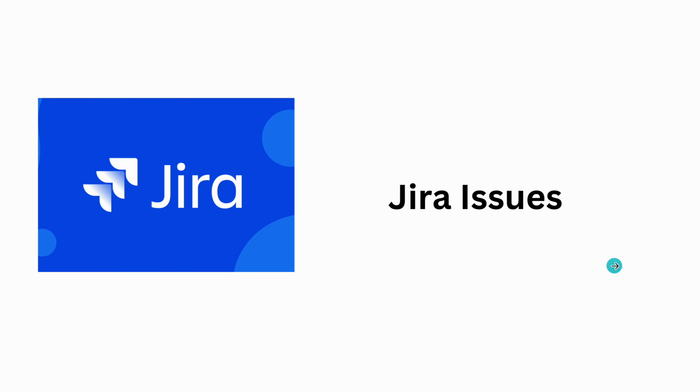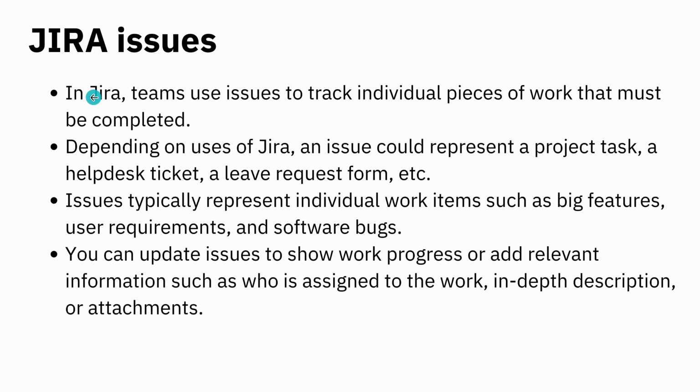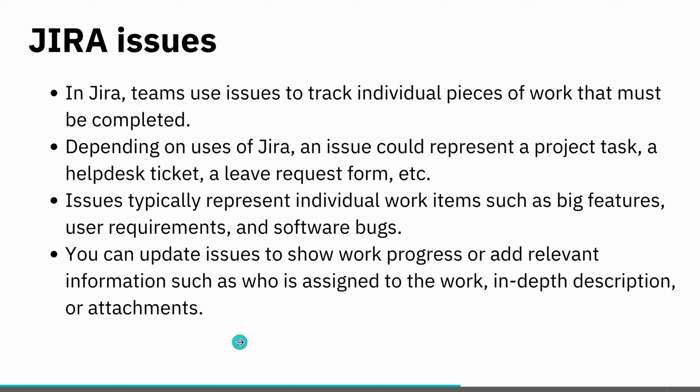The most important thing is JIRA issues. What are JIRA issues? In JIRA, teams use issues to track individual pieces of work that must be completed. Depending on the use of JIRA, an issue could represent a project task, a help ticket, or a leave request form, etc. Issues typically represent individual work items such as big features, user requirements, and software bugs. You can update issues to show work progress or add relevant information, such as who is assigned to the work, in the description or attachment.